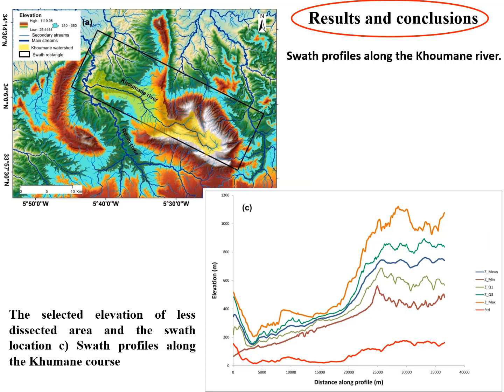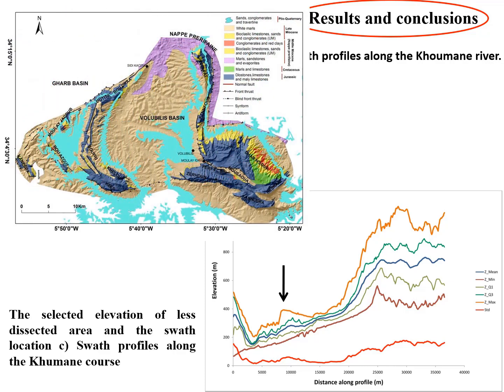Swath profiles show tilting of these sediments, coinciding also with the warping river. The presence of a young phase of rugged sediment over highly dissected mass might be explained with a cuesta or by the Khoumane fault scarps.